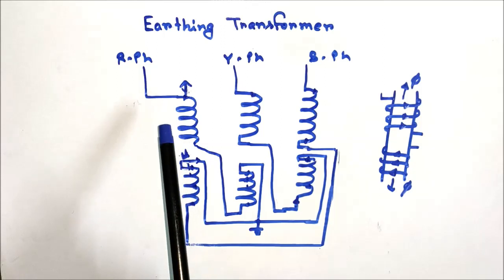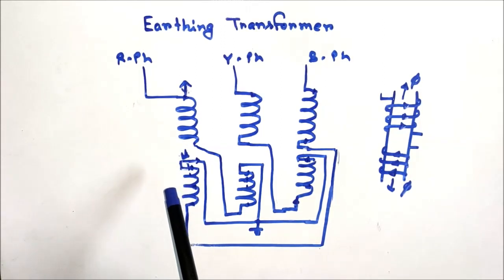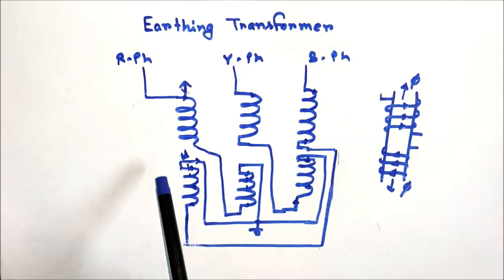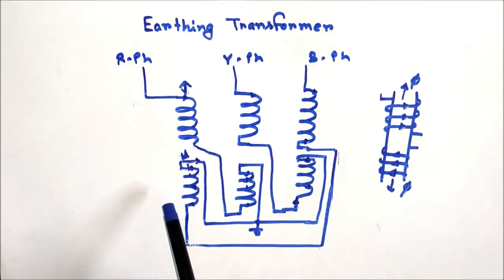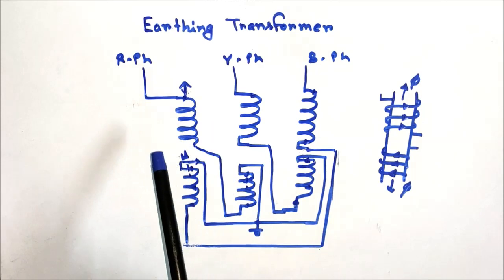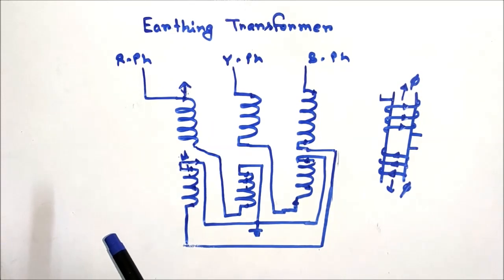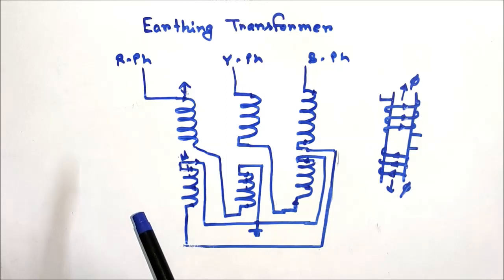So net flux will not be zero in the core, but due to this connection it will create a high impedance path. Therefore, during normal condition, the zigzag type earthing transformer will draw only a minimum amount of current, that is the magnetizing current will be drawn from the system.